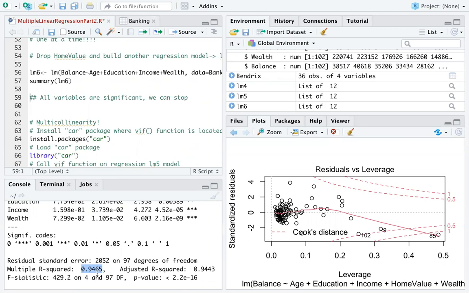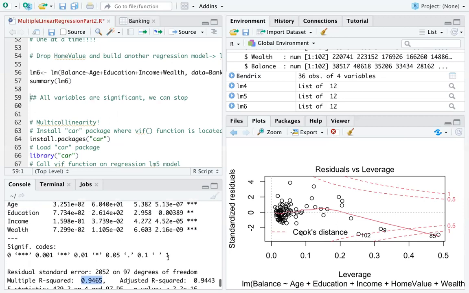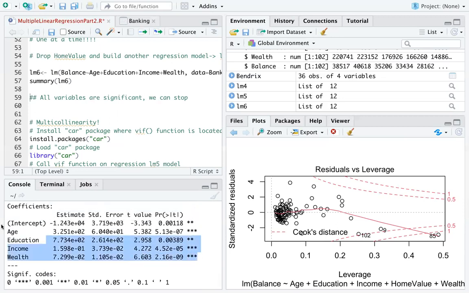You don't have to really look into home value, but everything else, right? At this point, that's a good thing. I mean, dealing with less data is always good. And adjusted R-squared value didn't really decrease that much. So this is cool. And check out my individual p-values. They are all significant. So I can set up my equation by using age, education, income, and wealth. And I can use these estimate coefficients here, right? Are we done? No, we are not done.